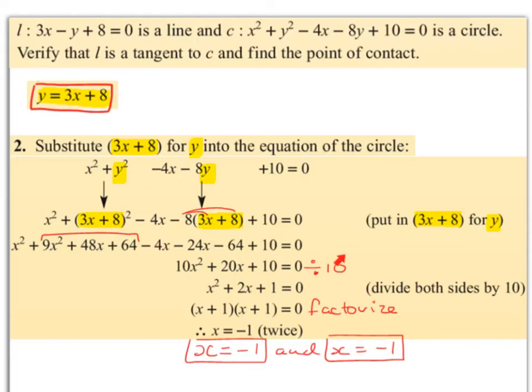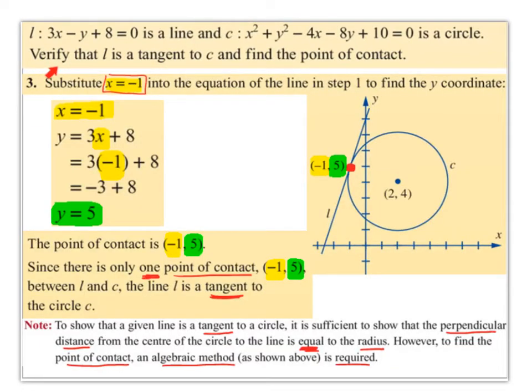We divide across by 10. We get x squared plus 2x plus 1 is equal to 0. We factorize, we get x plus 1 times x plus 1 is equal to 0. So if x plus 1 is equal to 0, then x is equal to minus 1, and x is equal to minus 1 again. So we see that we have the same x value. So we're going to sub that x value back into the linear equation to find the y value. So we substitute x equals minus 1 into the equation of the line in step 1 to find the y coordinate.